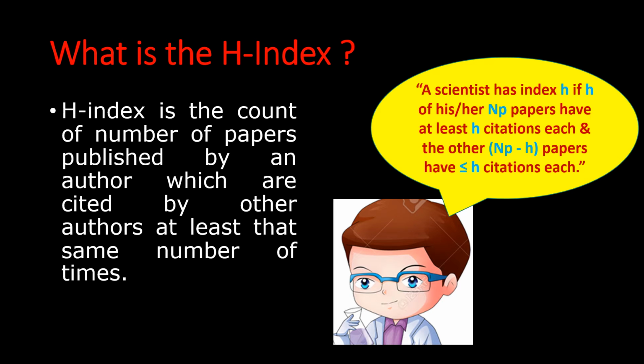And when we come to the definition of the H-index, or how to find it out, it means that if H of an author's N_p papers have at least H citations each, and the other N_p minus H papers, the remaining papers, have fewer than H citations each, then that is termed the H-index for that particular author.